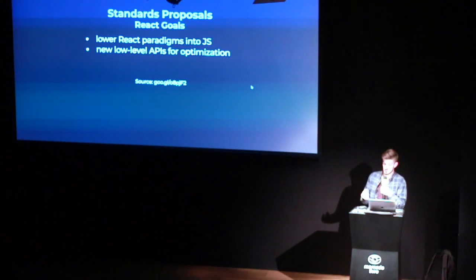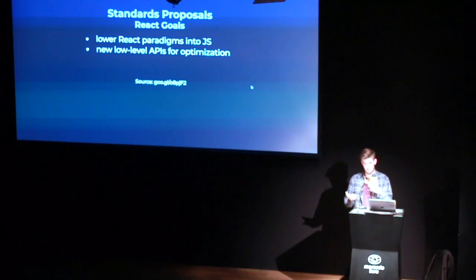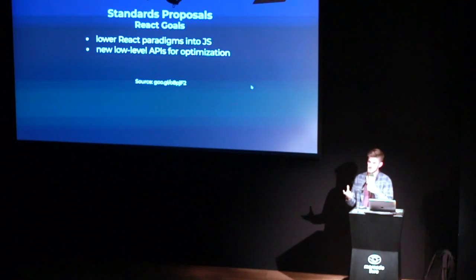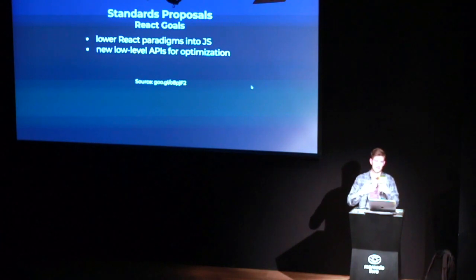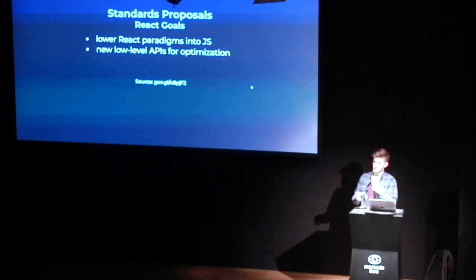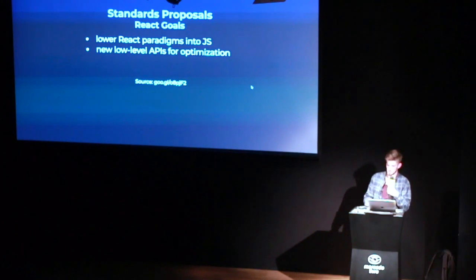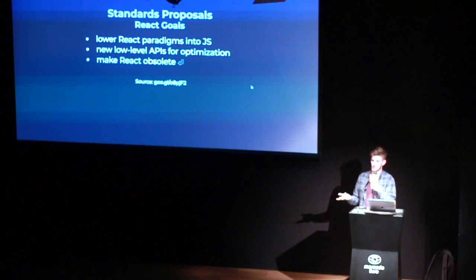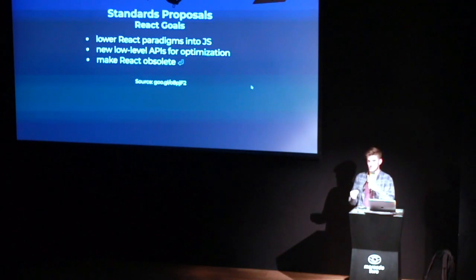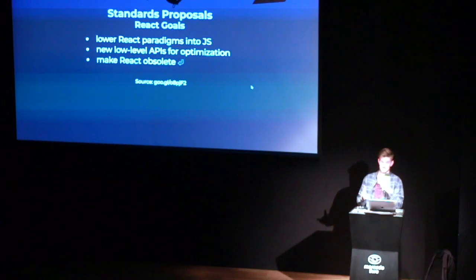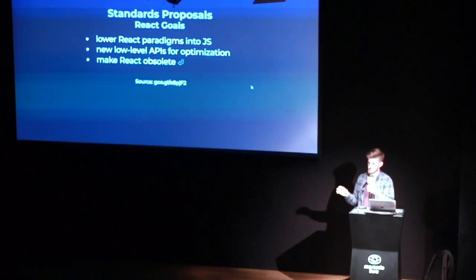The lower level APIs as well. Basically, the stuff that exists in browsers, exposing that to users. There's a whole bunch of stuff that goes on in browsers. Is it possible to open this up to users so they can actually leverage that, to make something more performant, or to do different kinds of things that are not yet possible? And this was this one: to make React obsolete. So the overarching goal, it would be really nice to have all of these things that React is proposing already in the language, already in the standards.